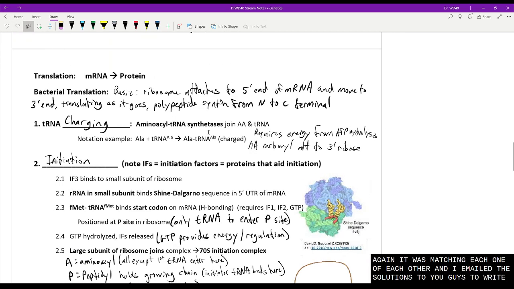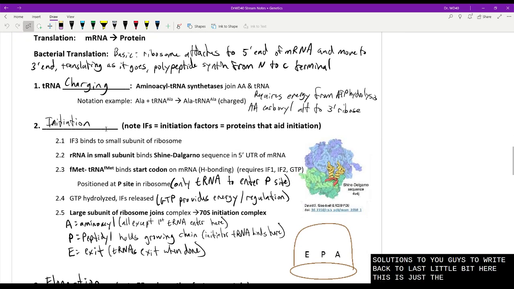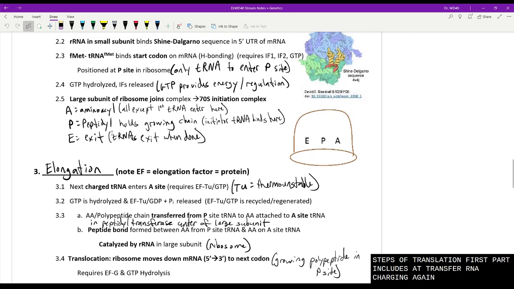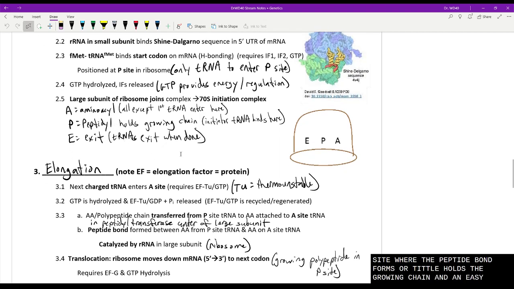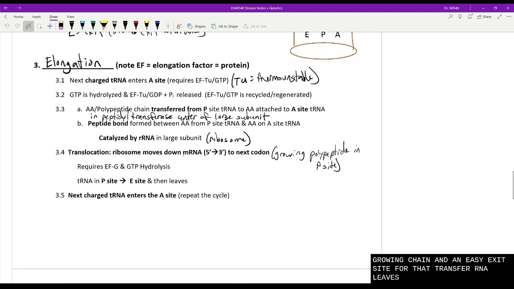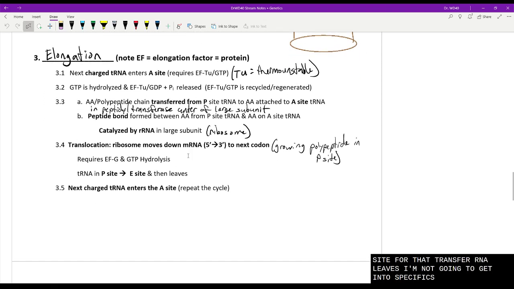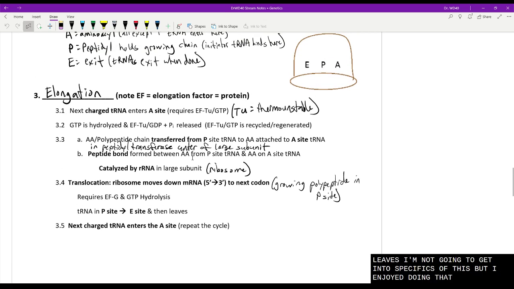All right, back to the last little bit here. This is just the different steps of translation. The first part includes that transfer RNA charging again, and then different initiations. So with three different sites on a ribosome, we have the A site where it's added, or the aminoacyl site. We have the P site where the peptide bond forms, or the peptidyl site holds the growing chain. And then E is the exit site where that transfer RNA leaves.